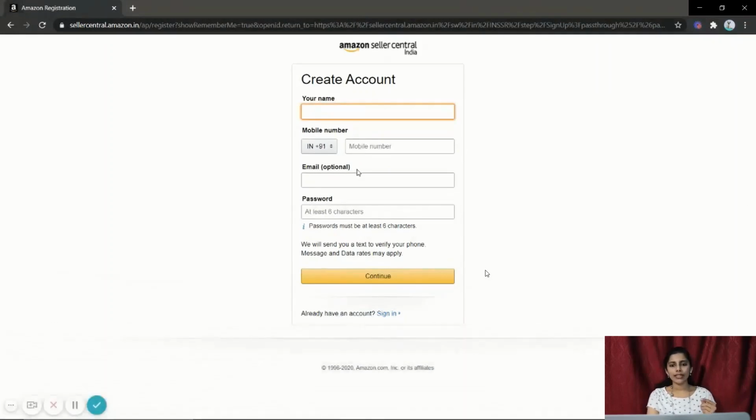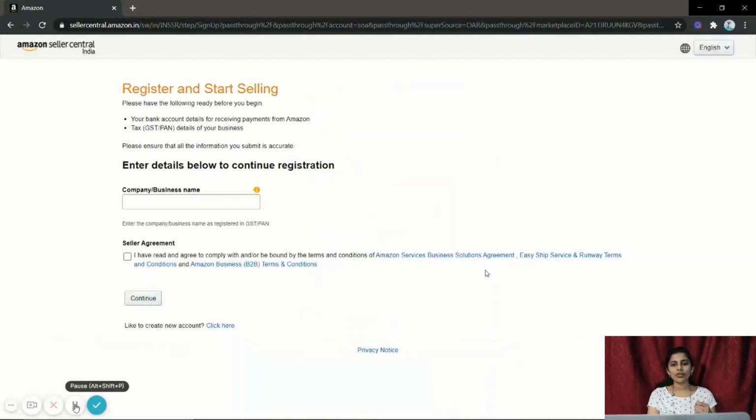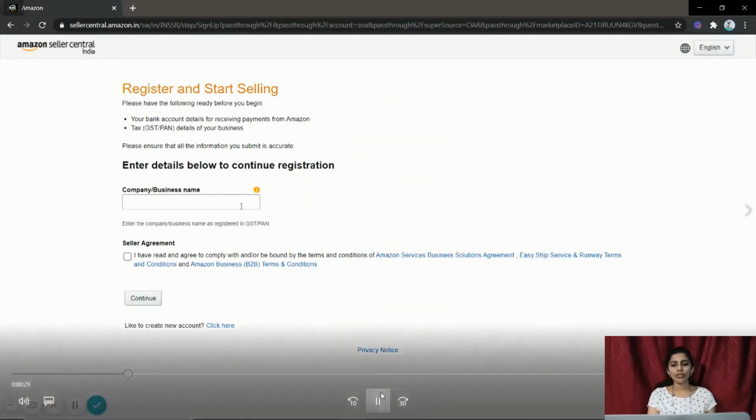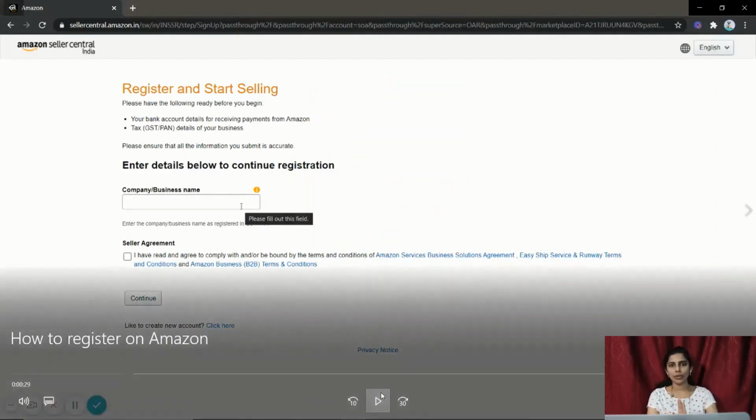Enter your exact name, enter the mobile number. Though the email is optional, enter the email address and enter the password. I am entering all the details here, and for security reasons I will skip to the next page because I will hide the mobile number and the password. Once it is done, you will get a text message with the OTP. Only once that is done will you come to this particular page.